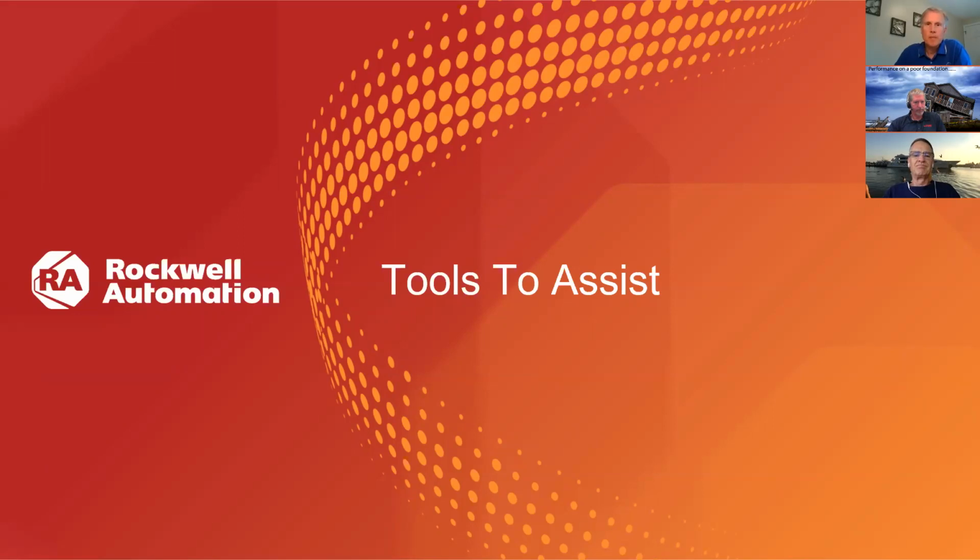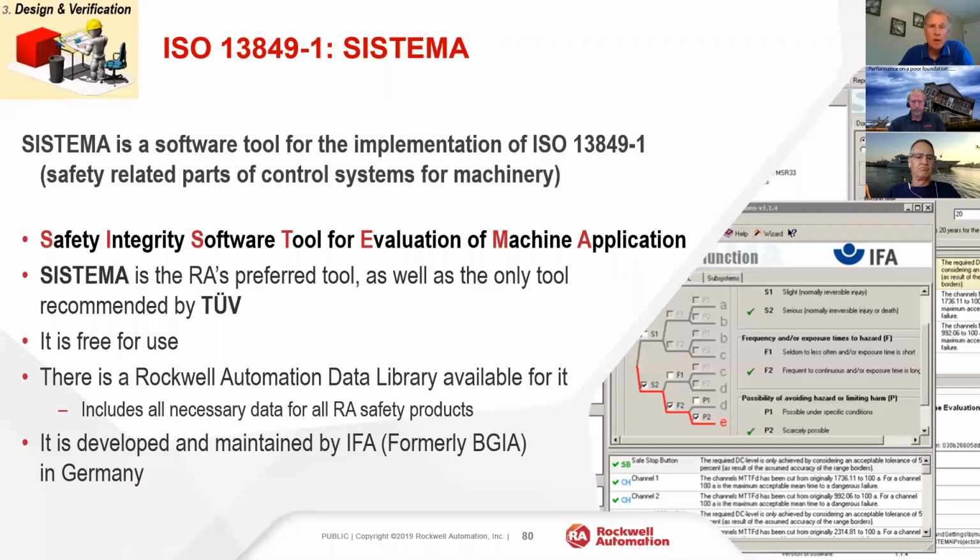So, tools to assist. In this section, we're going to be talking about some tools that are available to you that can help simplify the calculations of the performance level. The first tool that we're going to talk about is Sistema. Sistema is actually a tool that is not put out by Rockwell. It's developed and maintained by a German organization called IFA. They were formerly BGIA. It is a complementary tool, which is nice to have, something free out there for anyone to use, and it's a really powerful tool.